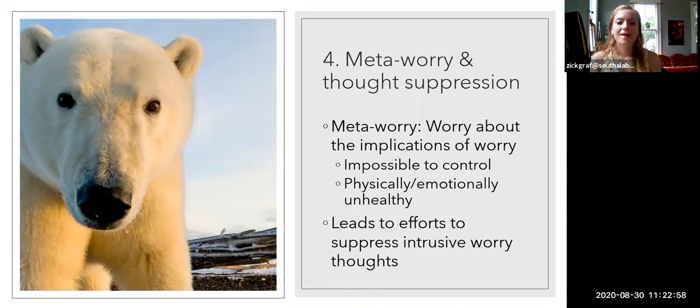So the fourth way that worry can function as an avoidance behavior is also known as meta-worry, or worry about worry. One of the features of worry in generalized anxiety disorder that makes it different from the worry that everybody engages in is that people experience it as difficult to control. But what if worry is difficult to control precisely because people with GAD try to control it?